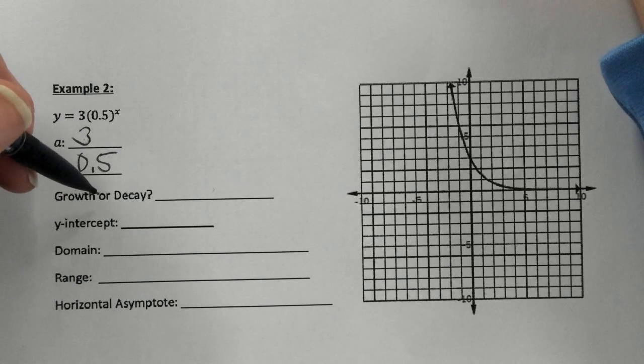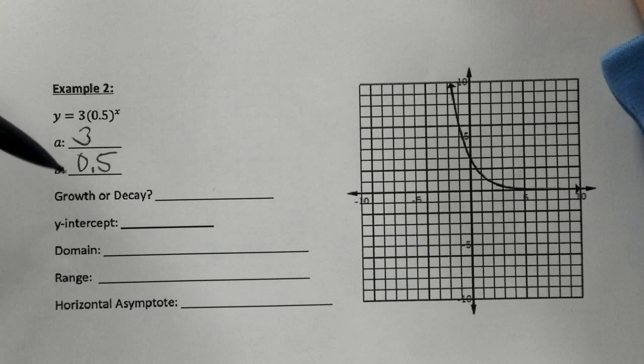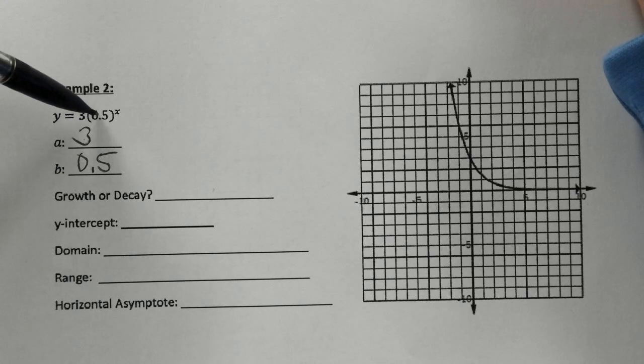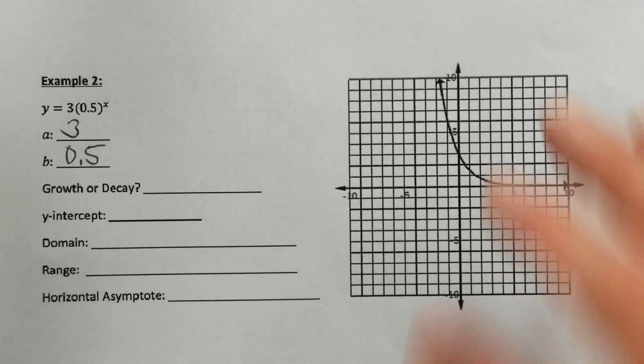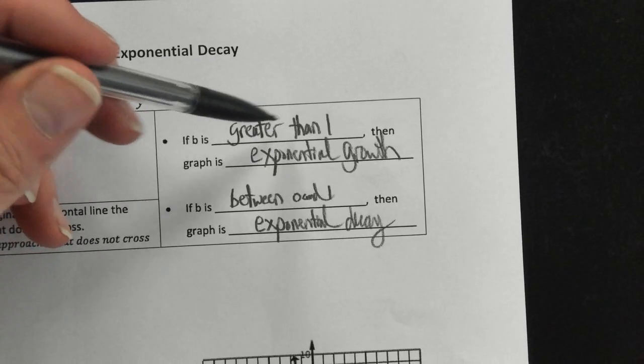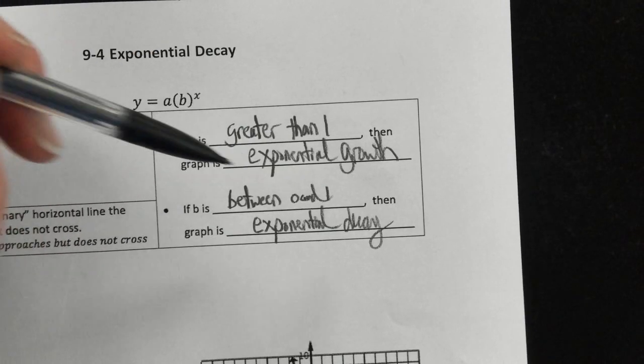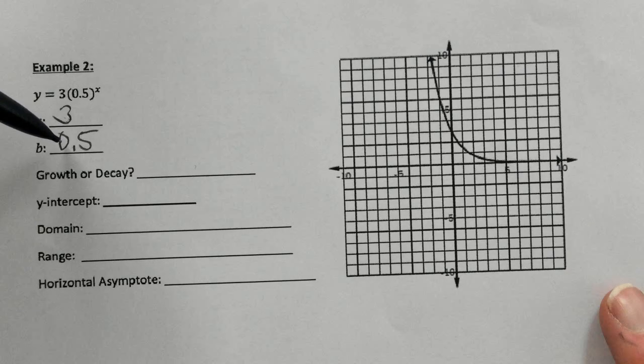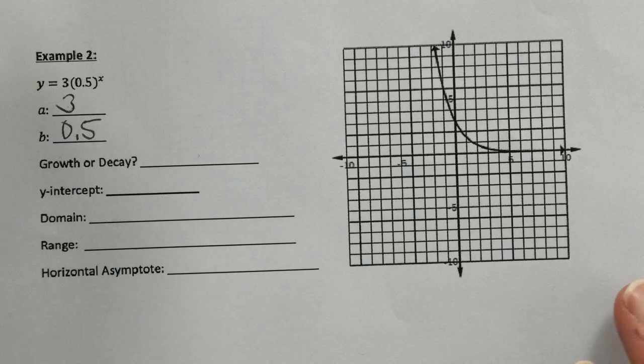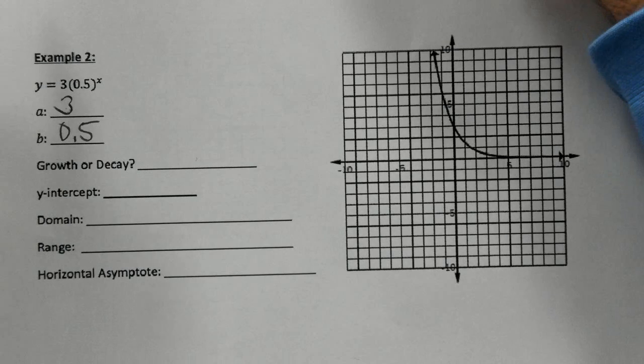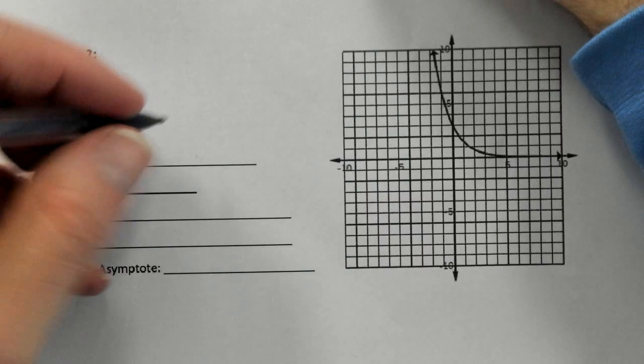Now, do we have growth or do we have decay? Well, to figure that out, we need to look at the value of B. And remember our chart here. If B is greater than 1, then you have exponential growth. If it's between 0 and 1, we have exponential decay. 0.5 is between 0 and 1, and that means we have decay here.